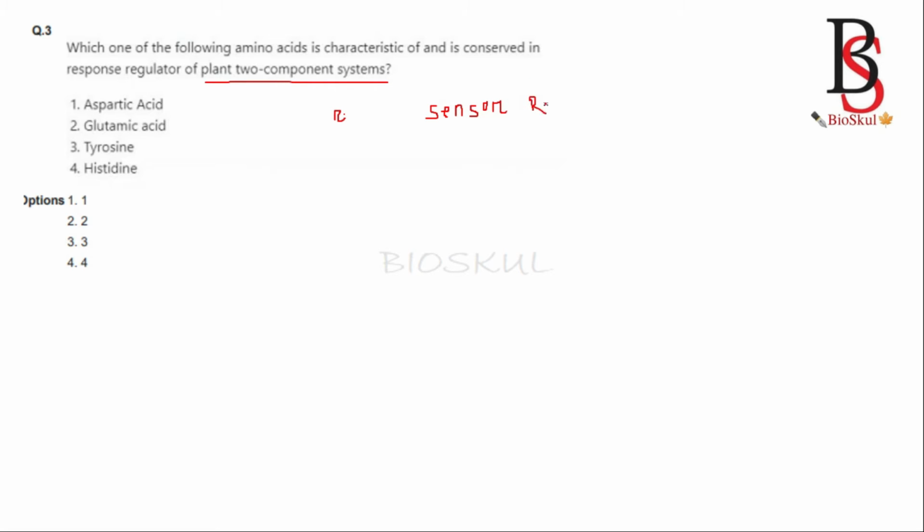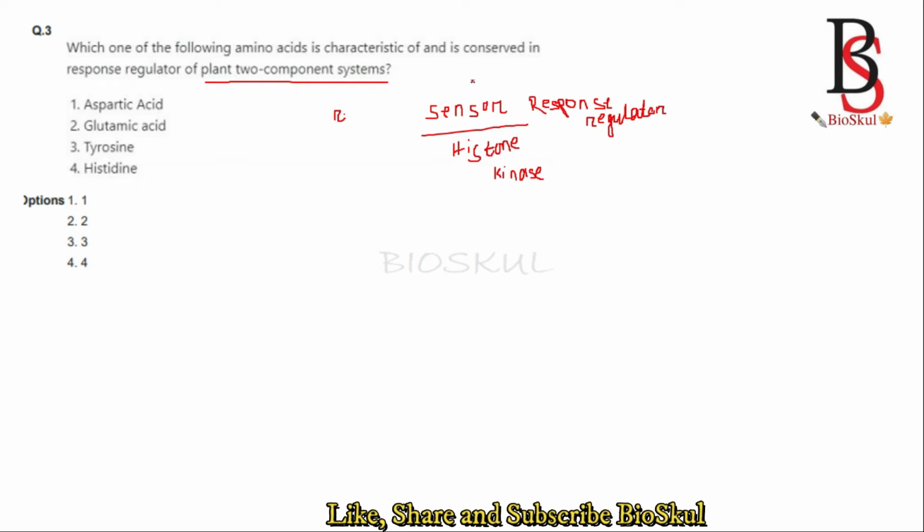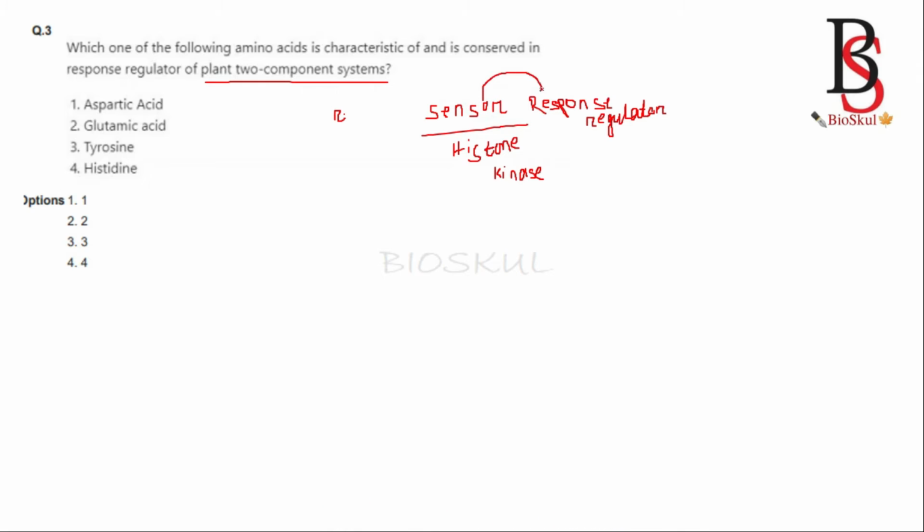So the sensor has an autophosphorylating histidine kinase, and the response regulator transfers the phosphate group from sensor to its conjugate amino acid, which is aspartic acid. The correct answer is option 1, aspartic acid.